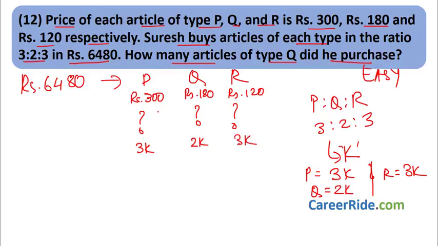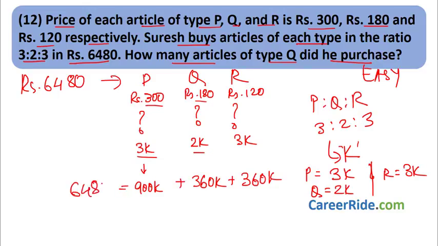So the total amount of money spent by Suresh for type P is, one article is 300 rupees, total articles are 3K, so total money spent for type P is 900K. For type Q, 180 rupees per article, he bought 2K articles, so that would be 360K. Same way, 120 rupees for one article, so 3K articles cost 360K rupees, and this total expenditure is nothing but 6480 because he spends this much.